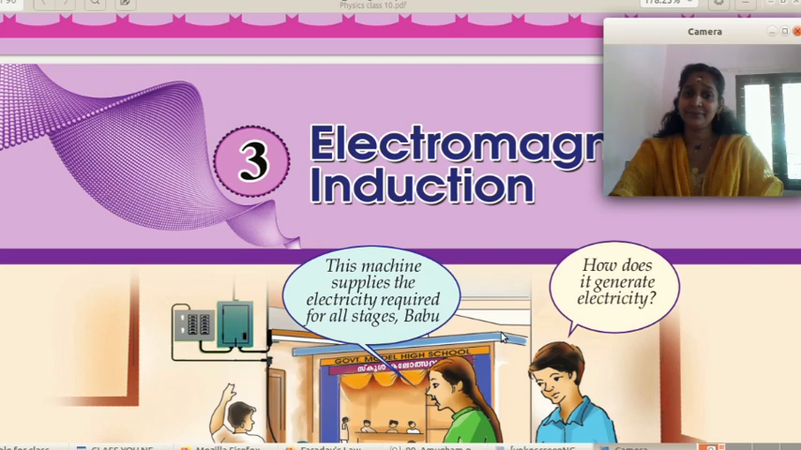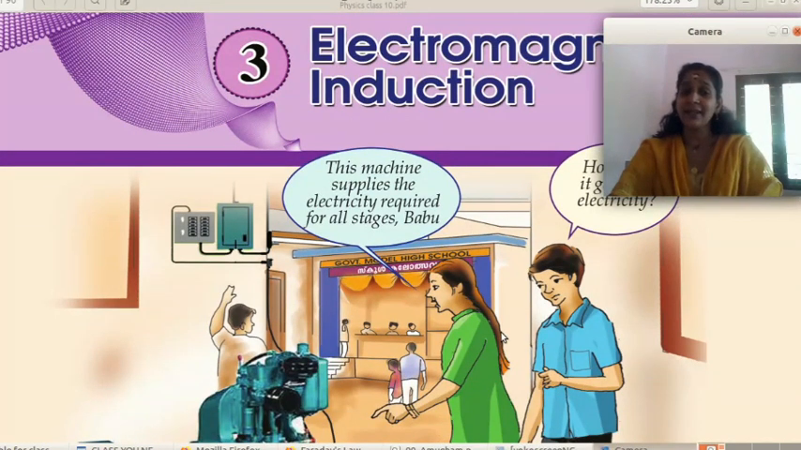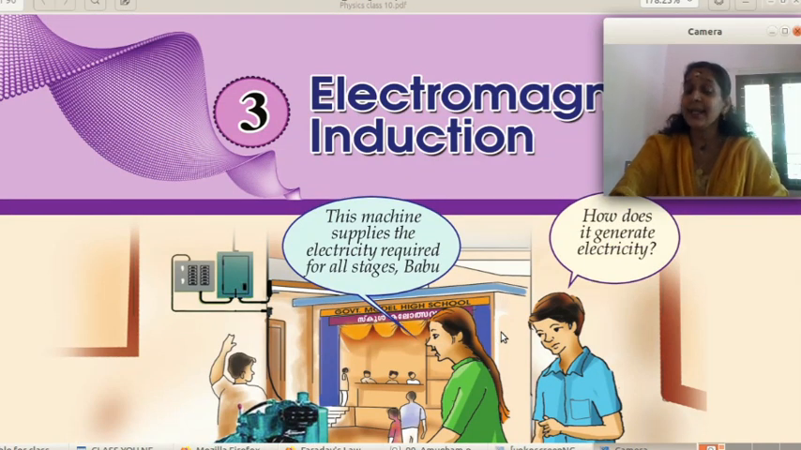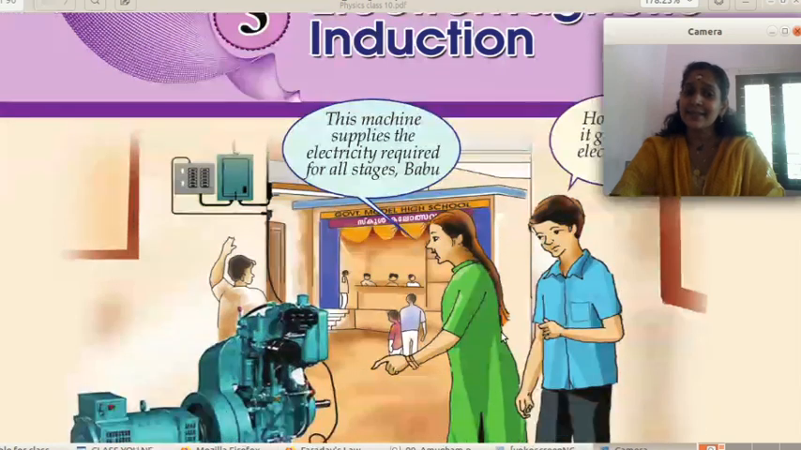Do you ever think of how this device produces current? In our picture, a boy and girl are talking to each other. They are talking about the device, the generator. The girl is saying that this machine supplies the electricity required for all stages. Then Babu thinks, how does it generate electricity? How does it produce current? For all the stages, this generator gives current.